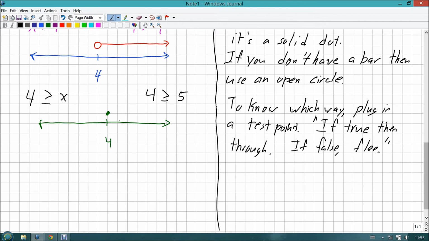So when we plugged in our 5, which is right here on our number line, it gave us a false indicator saying that 4 is bigger than 5, and we all know better than that. So since it's false, I don't go through that point. In fact, I flee from it. So I go in the other direction of that point, which would be to the left. If true, then through. If false, flee.